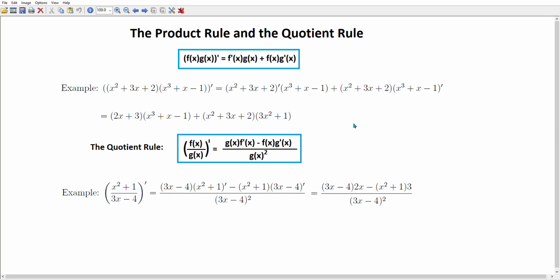Now we can simplify this by multiplying out the terms in the top and then subtracting, and we end up with the following expression, which is equivalent to our answer up here. So this is the answer. This is just a simplified form of it.